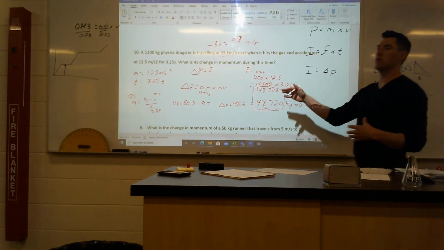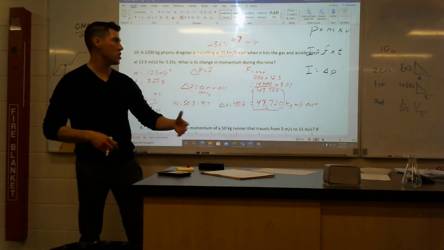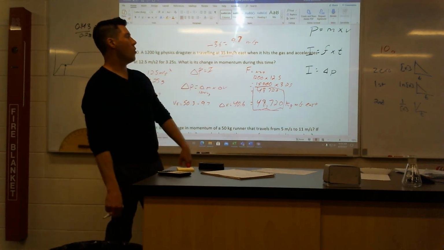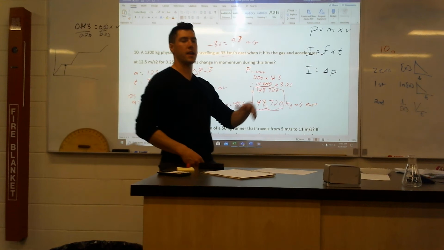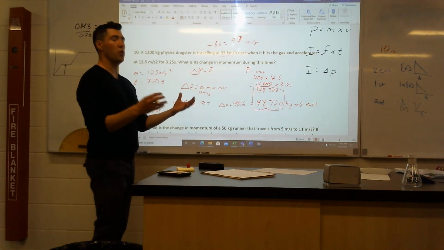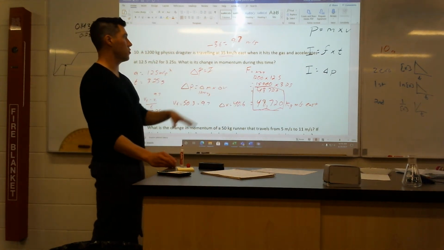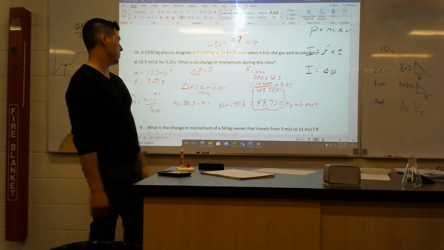So you see that I can get my answer both ways, looking at either the change of momentum with my velocity, or if I figure out the force and use my dynamics way. They both give me the same answer. So two ways to look at this question.